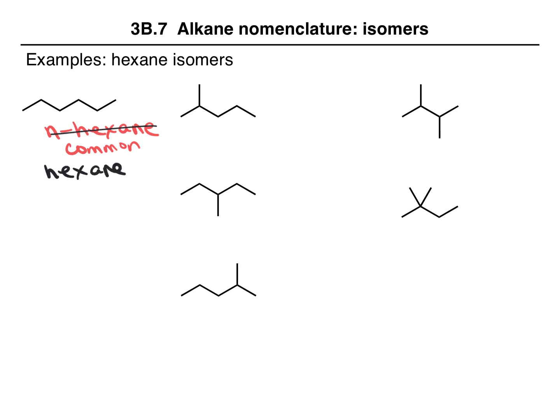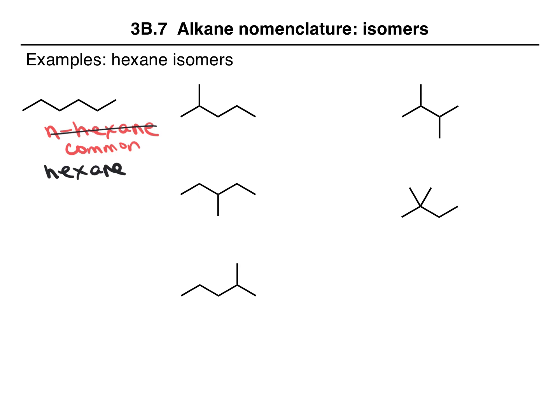Because our longest chain, 1, 2, 3, 4, 5, 6, we don't have any substituents, so we skip steps 2 and 3, and we skip 4 and 5 also. So this compound is called hexane. For the IUPAC name, we do not use the n. It is just hexane. All right, that one wasn't very fun. Let's look at the next one.